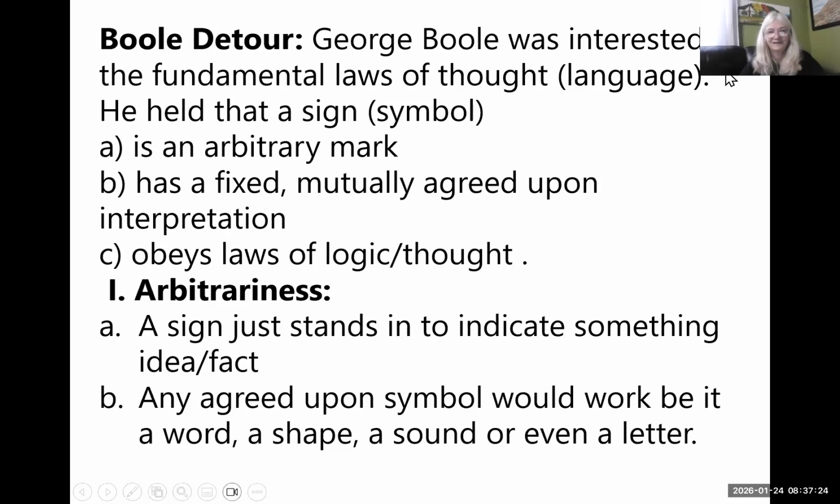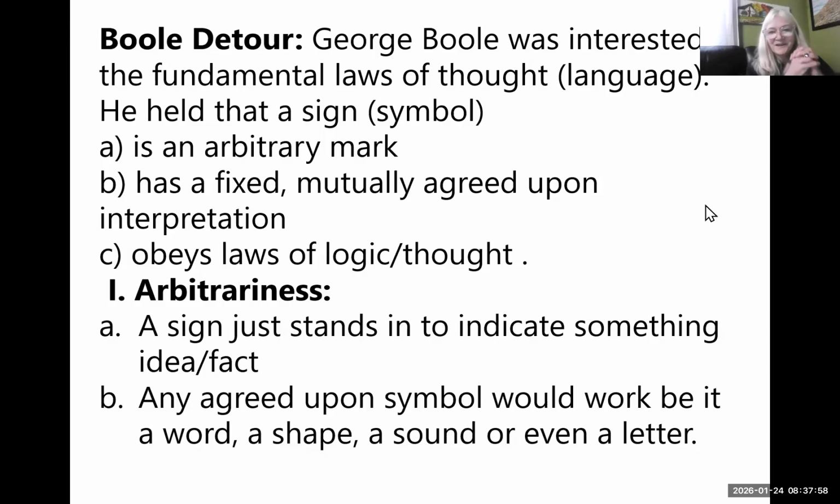Okay? Now we're going to do a little detour through Boole. George Boole was interested in the fundamental laws of thought and language. And the way he thinks about language, I think, will help you understand how logic works more generally. So Boole held that a sign or a symbol is just an arbitrary mark, has a fixed, mutually agreed upon interpretation, and obeys laws of representation, meaning logic or thought.